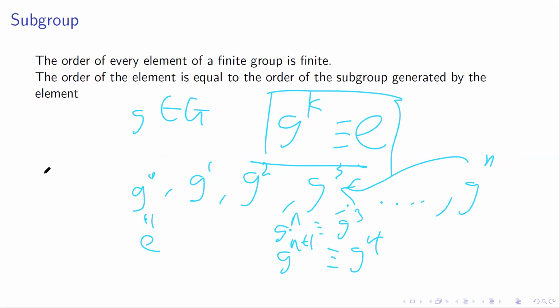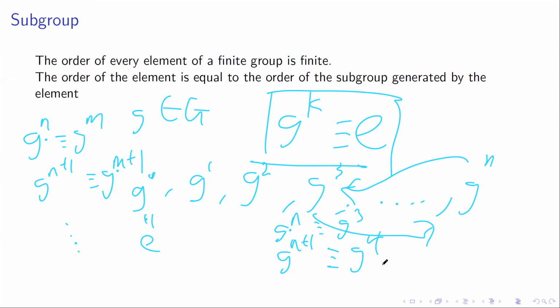Because we know that this is a finite group, one of the elements behind must be equal to an element in front. And if we find such a cycle, if we find g^n equal to g^m, then g^(n+1) is just g^(m+1), and so on, and the cycle goes on.